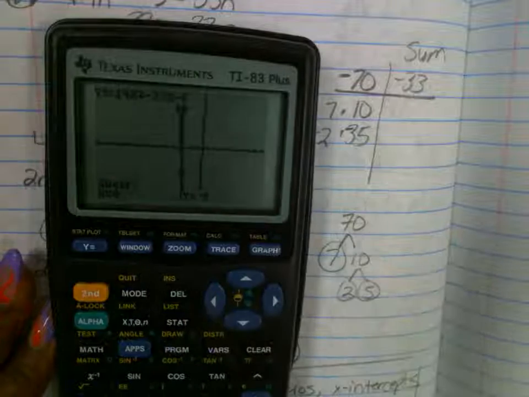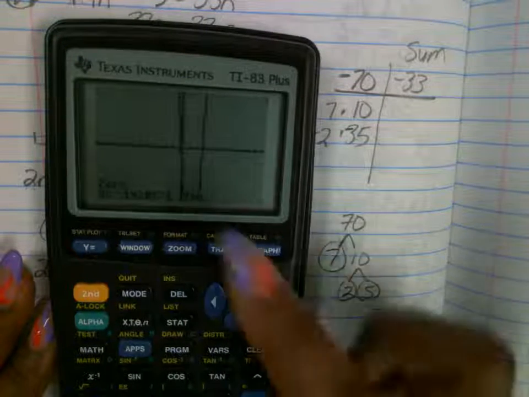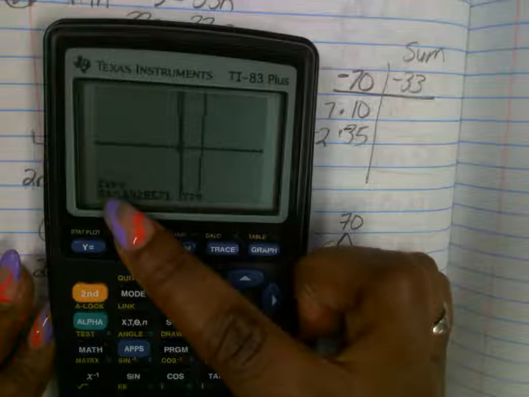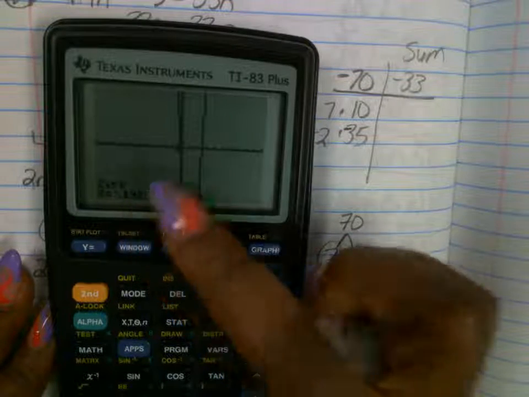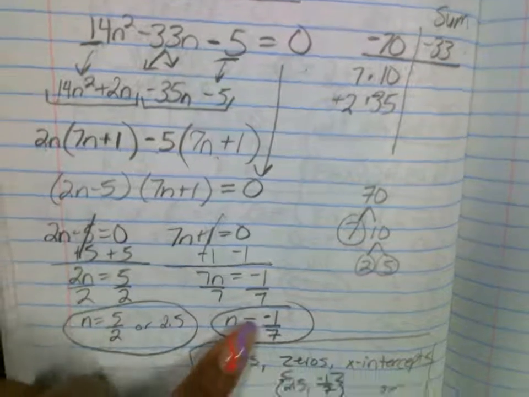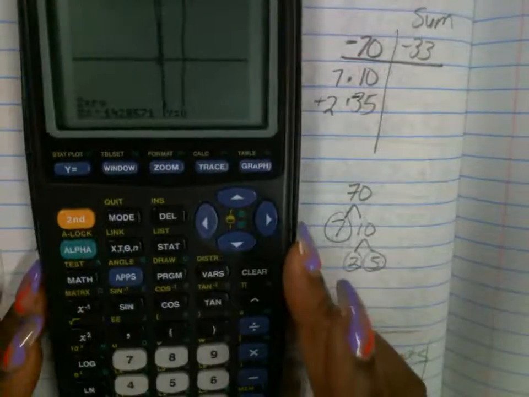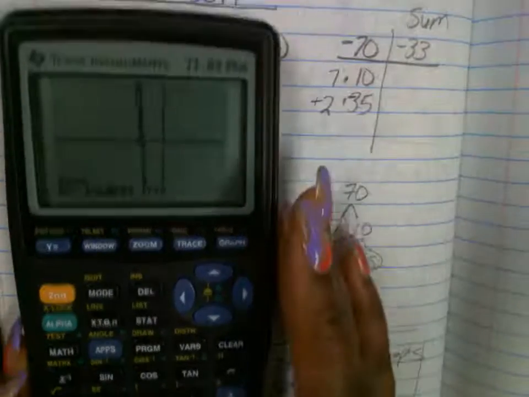And now it says guess. So now you press enter so the calculator can search. And do you see how it's negative 0.14 and some change? You see it? You got it? That's how we get that. They got it in decimal form. Okay, so now let's do this side.